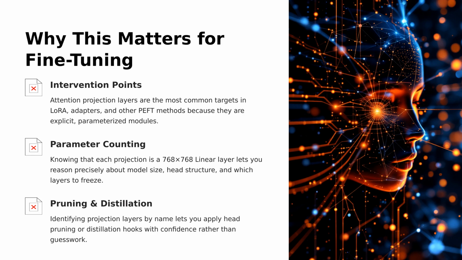They're explicit, trainable modules, so they're easy to target. If you know each projection is a d_model by d_model linear layer, you can estimate parameter counts, understand head structure, and decide what to freeze. And if you can identify these layers by name, pruning and distillation become much more precise.